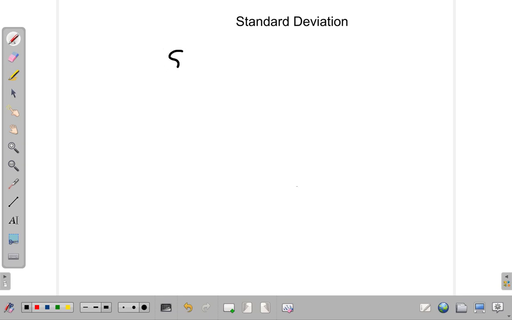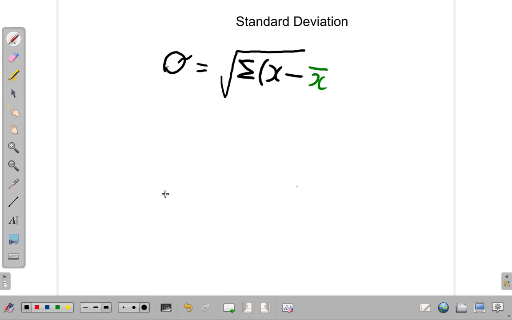The standard deviation. Sometimes SD is used, but sometimes the Greek letter, lowercase sigma, is used to represent standard deviation. Is the square root of the sum of x minus bar x, where bar x represents the mean. Let me extend this a bit more. All over n. Alright. And we'll be careful to make sure that square root sign covers the n as well. I have to make sure of that.